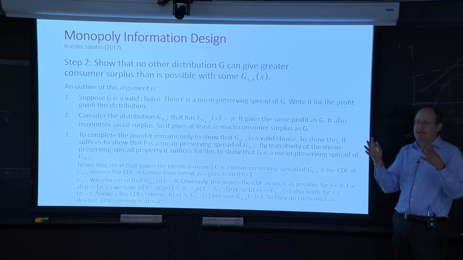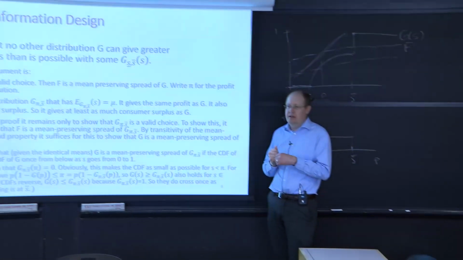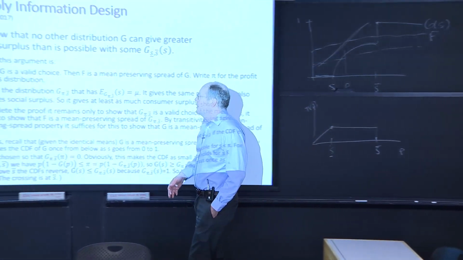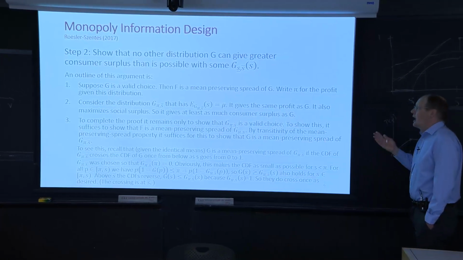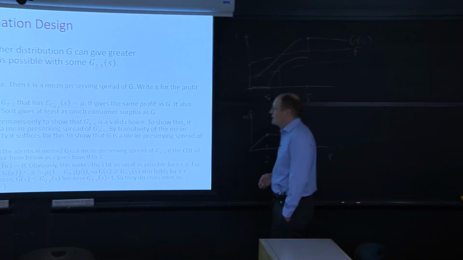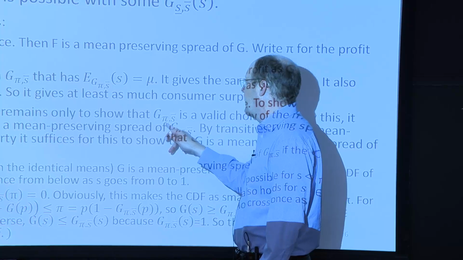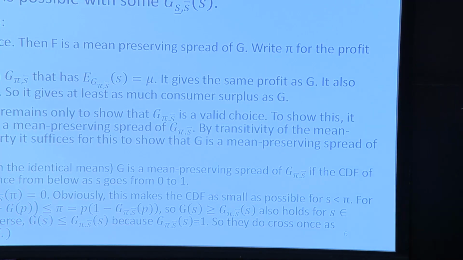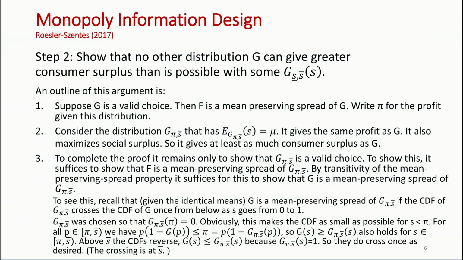Because it's maximizing social welfare, it has the same profit, so consumer surplus has to be at least as high. So if I switch from G to G of pi S upper bar, then I've gotten at least as much consumer surplus. To complete the proof, I just need to show that G of pi S upper bar is a valid distribution to choose. And to do that, I just need to show that F is a mean preserving spread of G of pi S.